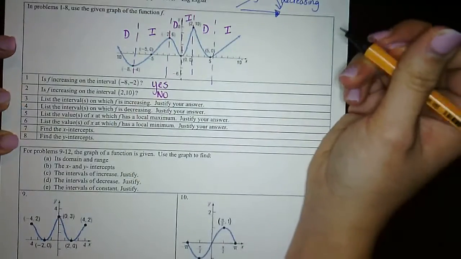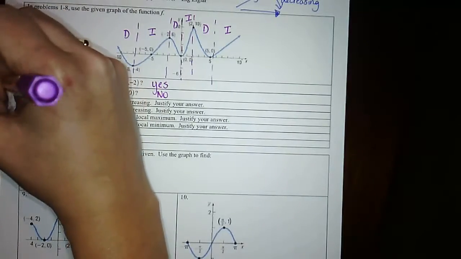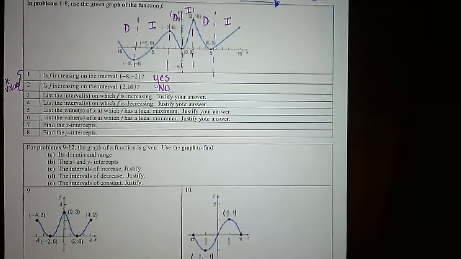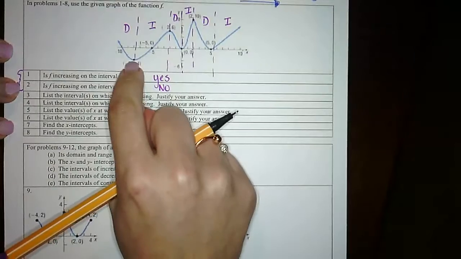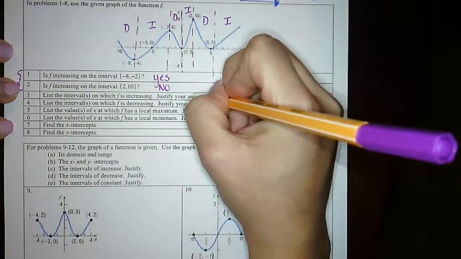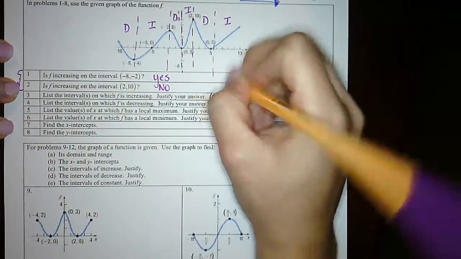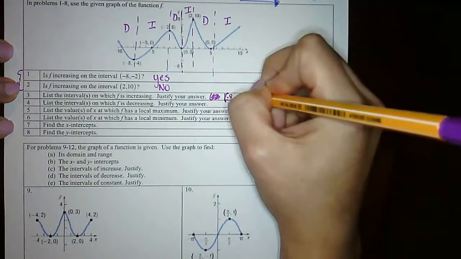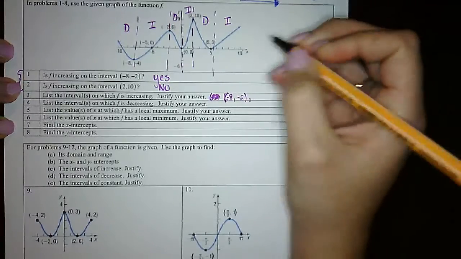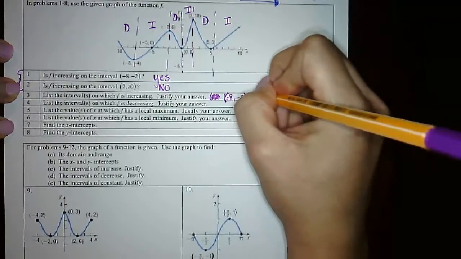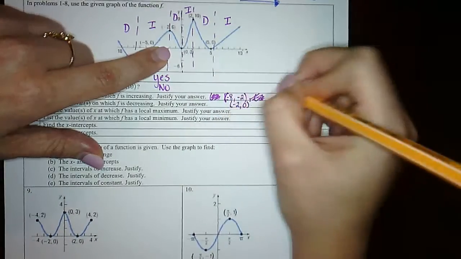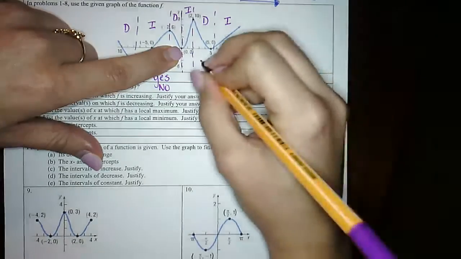When you're doing intervals of increasing and decreasing, you're giving x values only. So we're looking at the x values. It says list the intervals on which the function is increasing. We've already said it's increasing from -8 to -2. Sorry, we're going to use parentheses, -8, -2. It's also increasing from -2 to 0? No, that's decreasing, -2 to 0. Then it's increasing again from 0 to 2.